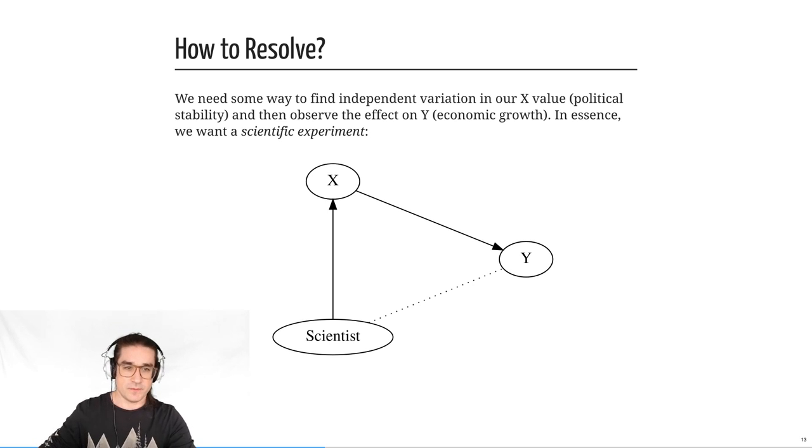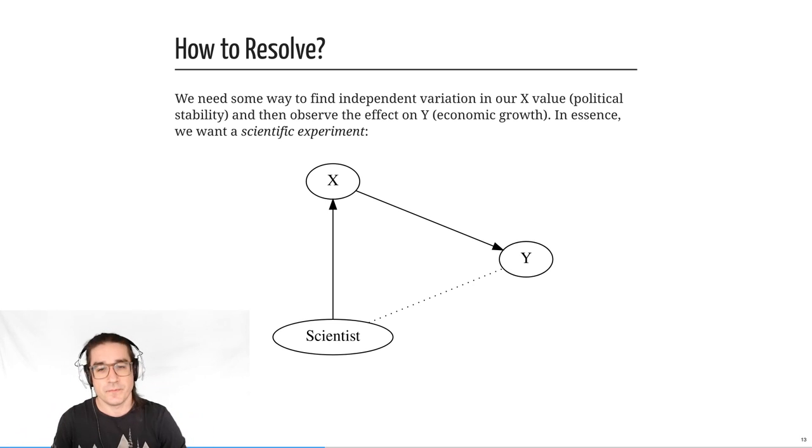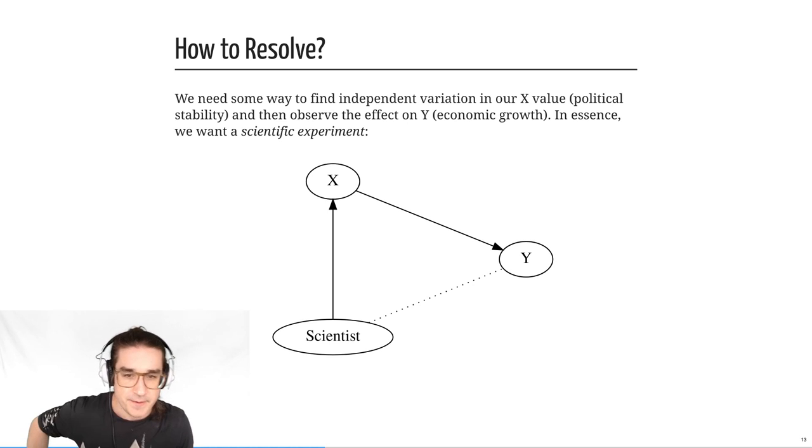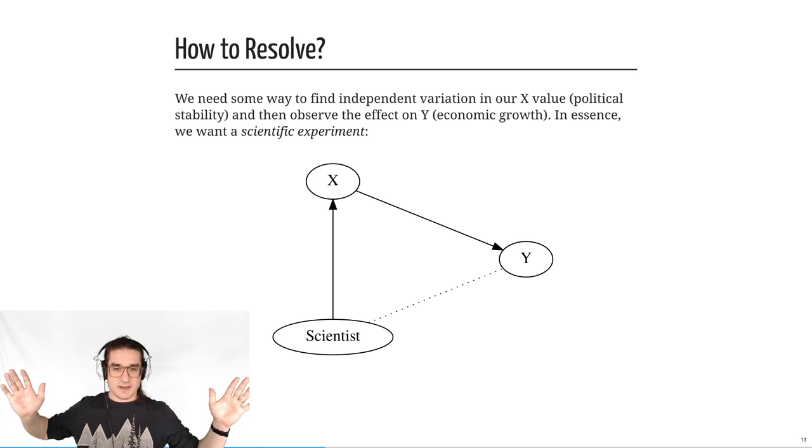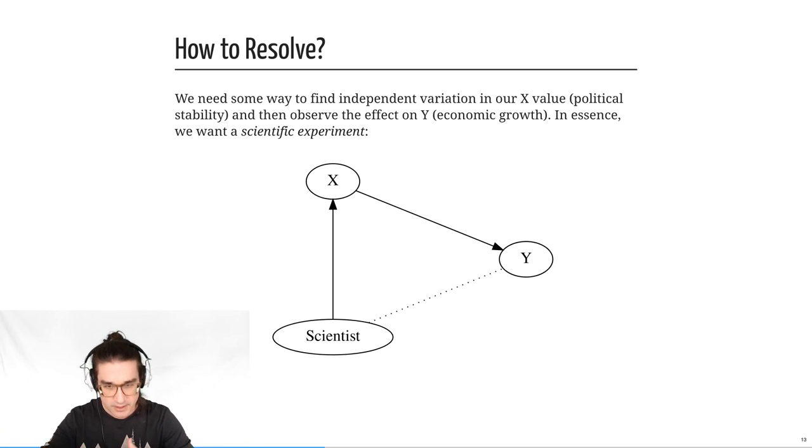So what are we going to do? We want to resolve this and figure out how we can actually determine causal relationships in the world. Econ, in macro especially, is mostly observational, so we're in a tough spot. The opposite of observational is experimental. Observational is you just see stuff and try to figure it out. Experimental is you can interact with the system and see what happens when you change things.